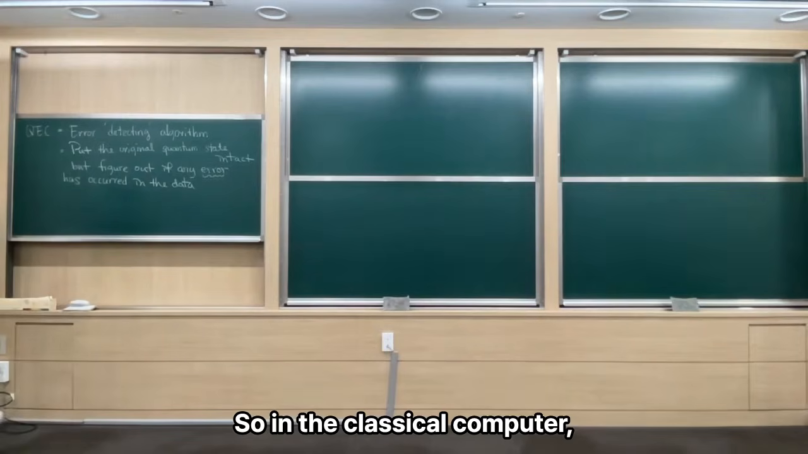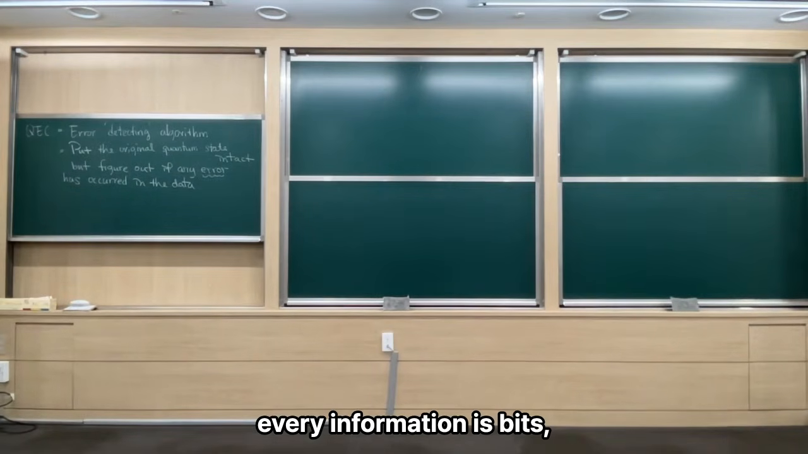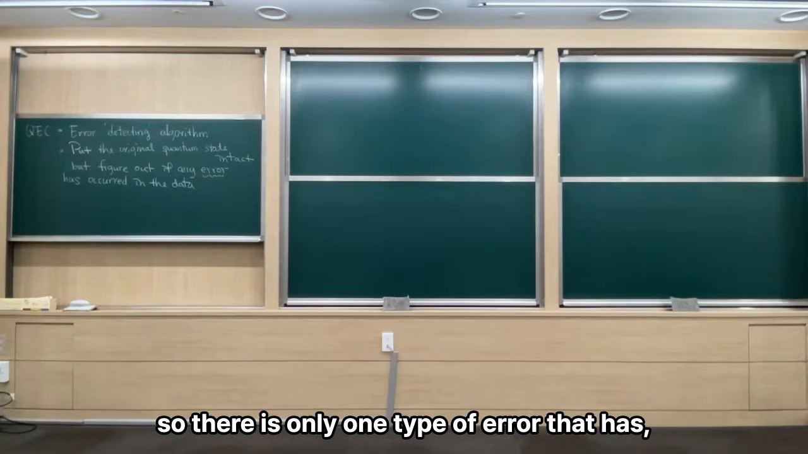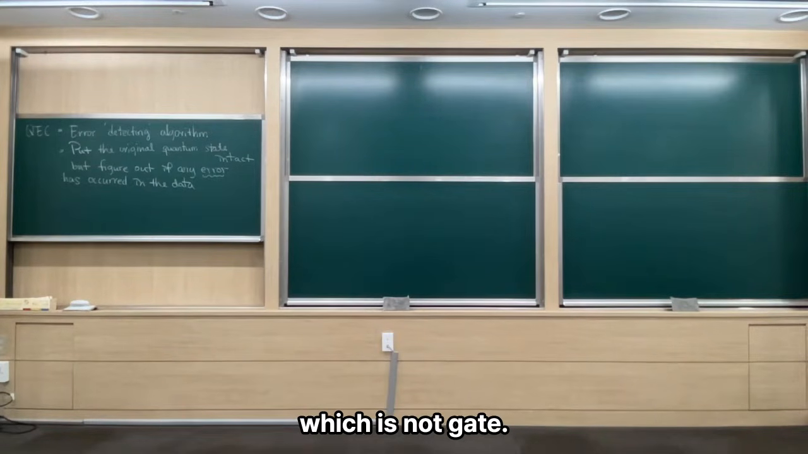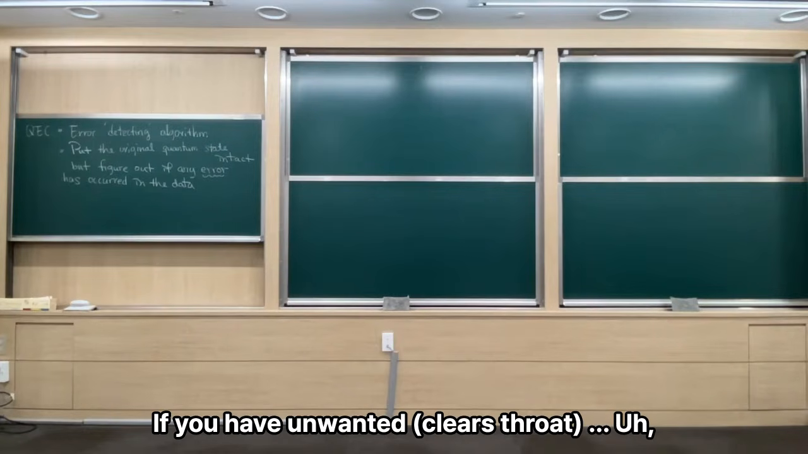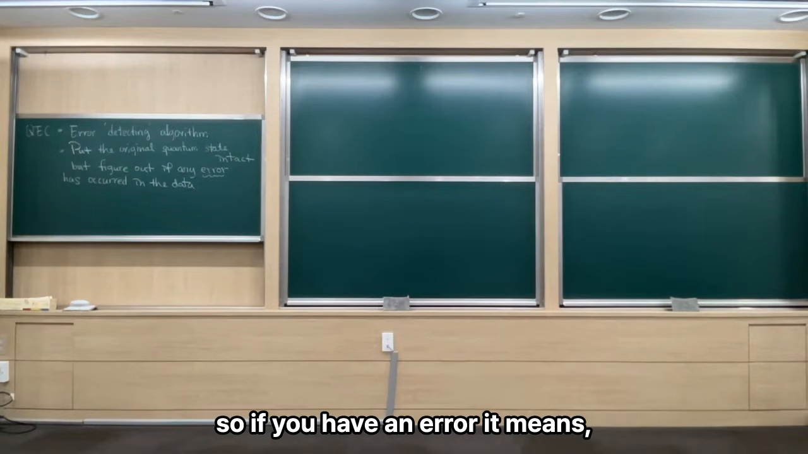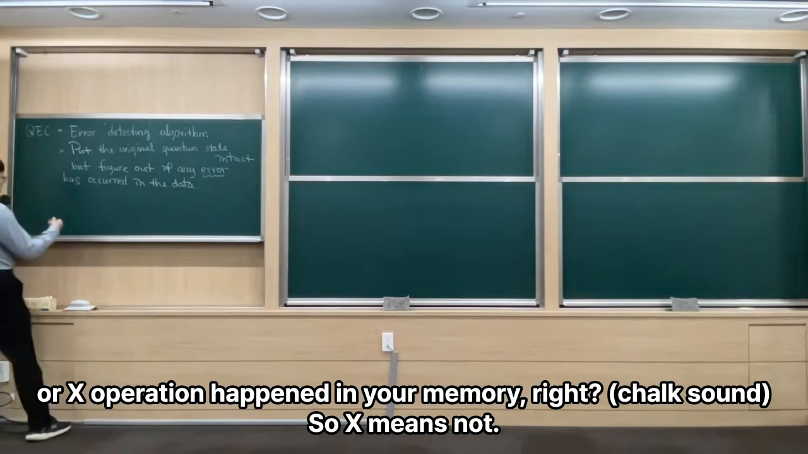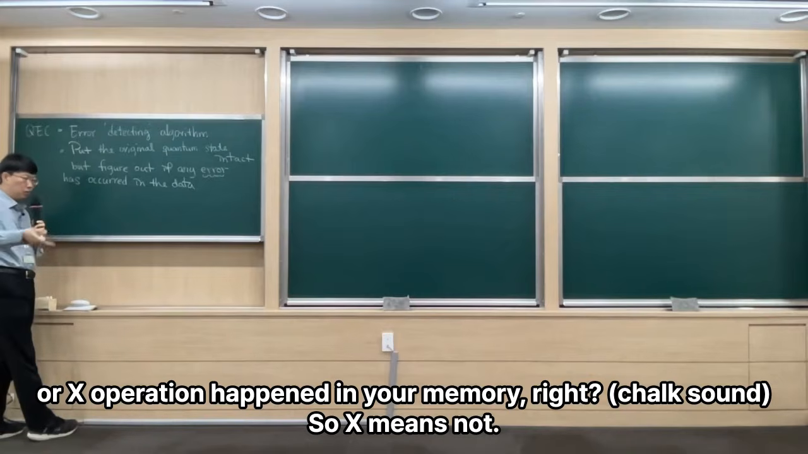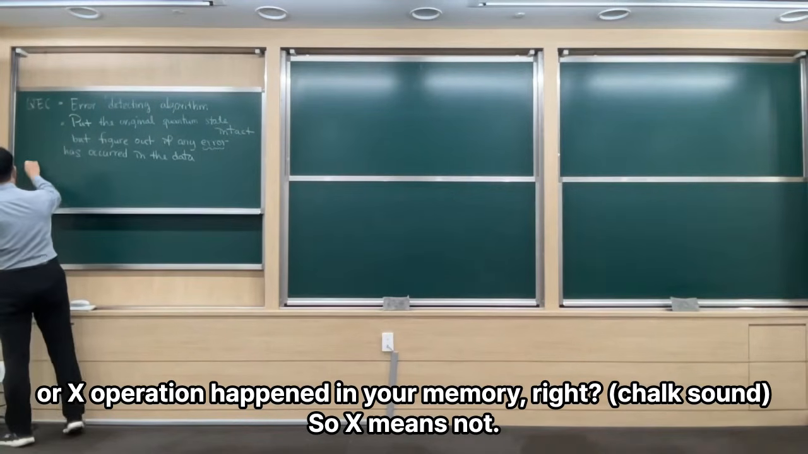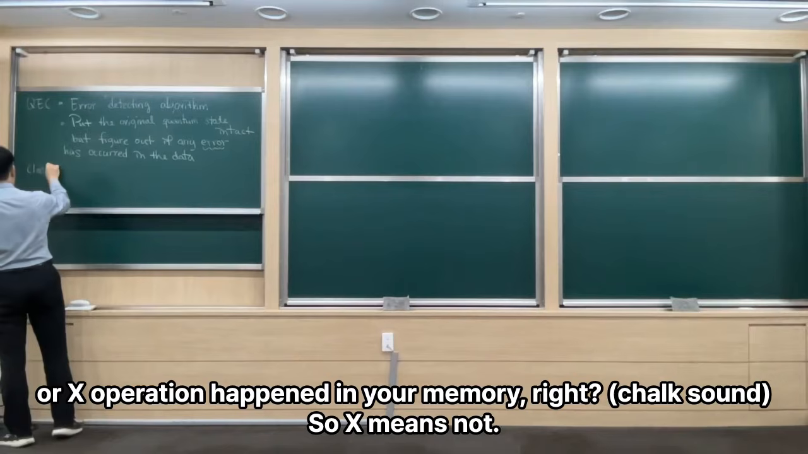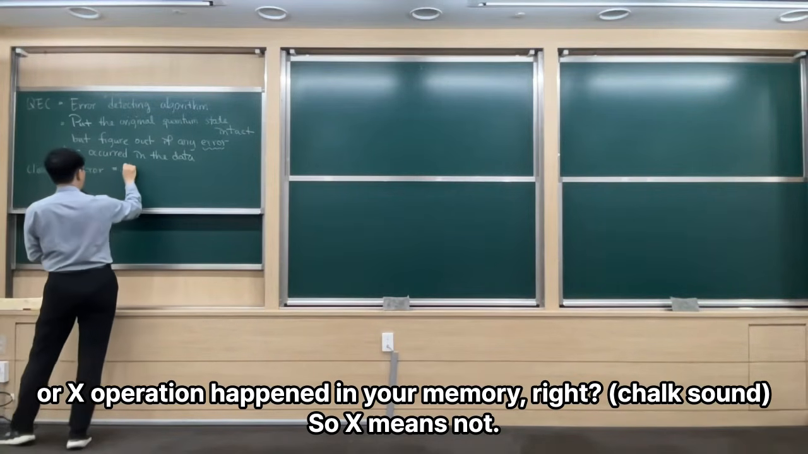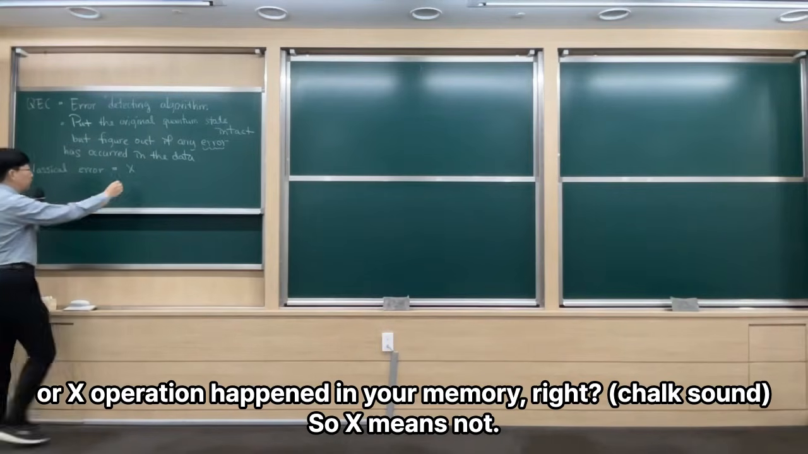So here we have to focus on errors. In the classical computer, every piece of information is bits. So it's either 0 becomes 1 or 1 becomes 0. There is only one type of error, which is the NOT gate. If you have an error in the classical computer, it means you have an unwanted X gate or X operation happening in your memory, right? X means NOT.